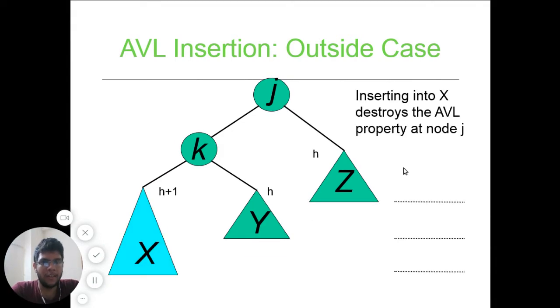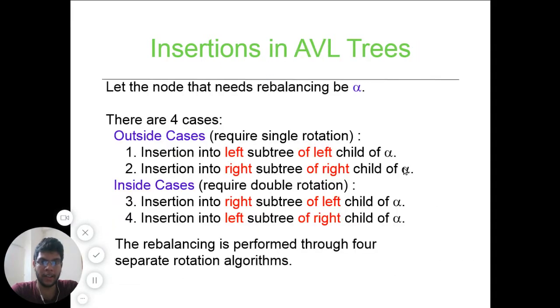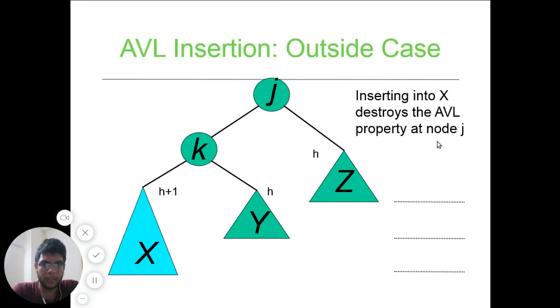So in the AVL insertion outside case, if a node is disturbed, then insertion had happened in the left subtree of the left child or the right subtree of the right child. So these are the two cases. As you can realize, insertion into the left subtree of the left child or the right subtree of the right child.